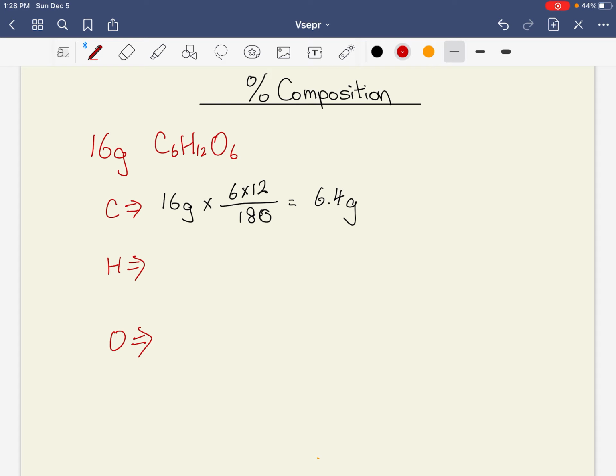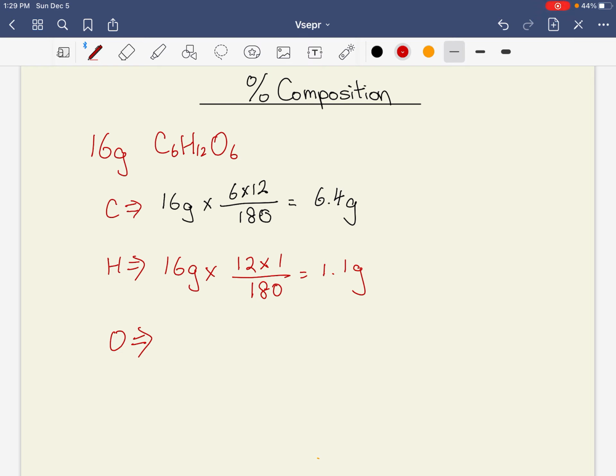Okay, let's do hydrogen. There's 16 grams. There are 12 hydrogen, and each hydrogen is worth 1 gram per mole out of 180. So that is 16 times 12 divided by 180. You're looking at 1.1 gram. So as you can see, even though there's a lot of hydrogen, there's 12 hydrogen, but hydrogen just don't weigh very much. So even with 12 of these, out of 16 grams, only 1.1 grams of it belongs to hydrogen.